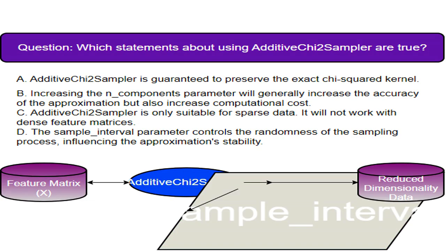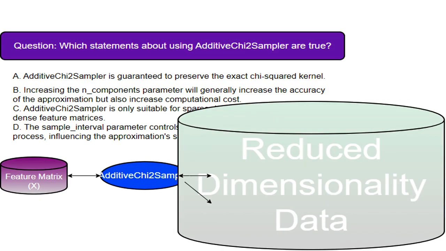This parameter affects how frequently samples are taken when creating the new features. It affects the randomness and stability of the approximation. A smaller value might lead to a more stable but more computationally expensive approximation. This is the output, a lower dimensional representation of the original data that preserves important information from the chi-squared kernel, but in a computationally friendlier format. Think of this as a compressed version of the original data, where information loss is kept to a minimum.